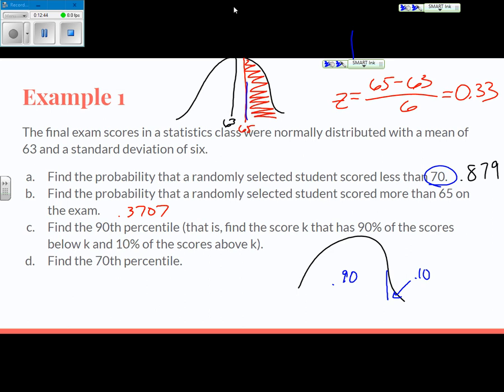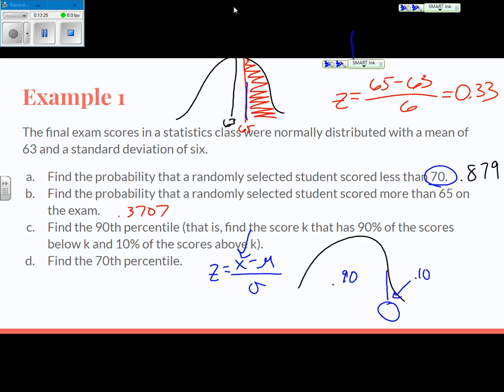I want to know what this score right here is. They've been telling me the score, and I can find the z-score. So what I have to do is go find the z-score myself. Not 90, because that would mean I'm 90 standard deviations away. What I'm going to look up is this 0.9 right here: what z-score did this line land on? How many standard deviations away from the middle is the 90th percentile?